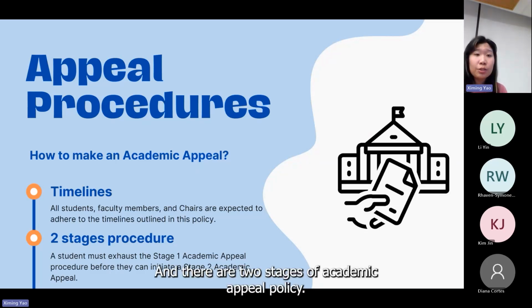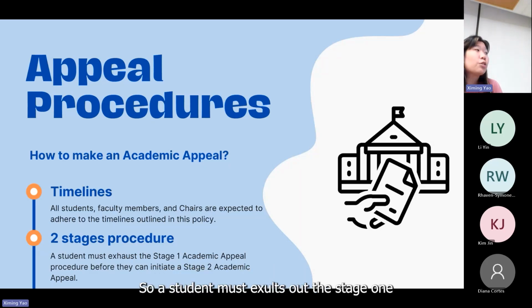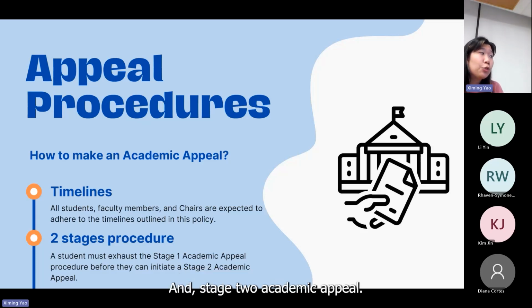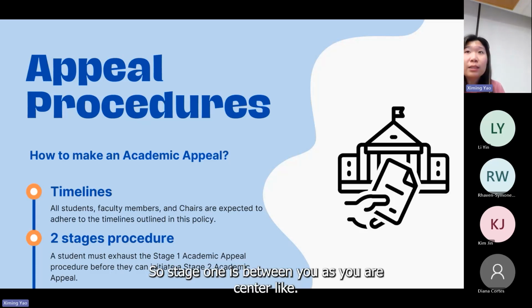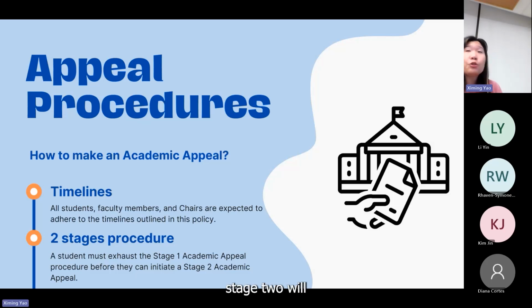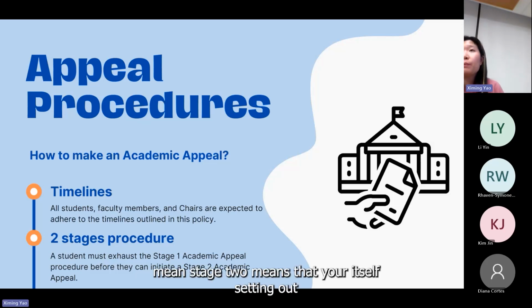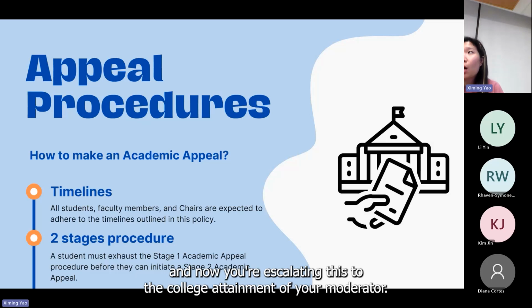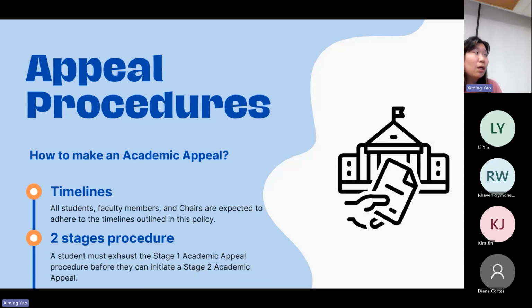There are two stages of the academic appeal policy. A student must exhaust the stage 1 academic appeal procedure before they can initiate a stage 2 academic appeal. Stage 1 is between you and your center, for example, if you're from the business center or the health science center. Stage 2 means that you have exhausted all the efforts you can make within your center, and now you're escalating this to the college academic appeal moderator.